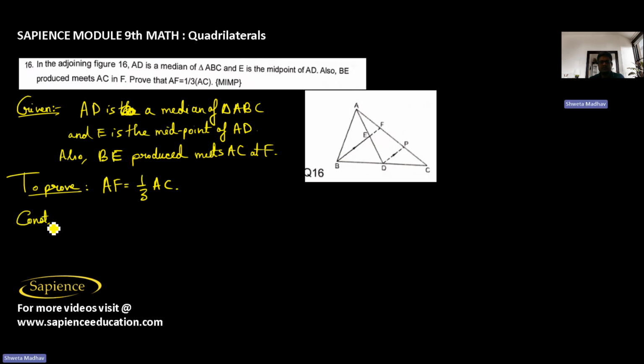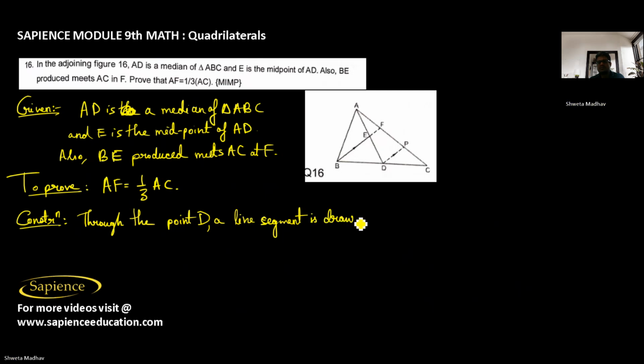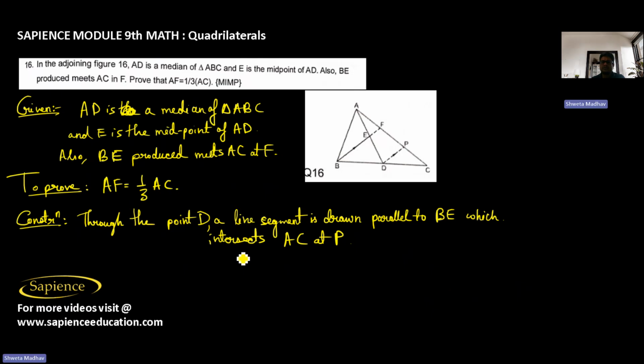So here we need one construction. Construction is required. So here we will write that through the point D, a line segment is drawn, which is parallel to BE, which intersects AC at P. Now we will write the proof.